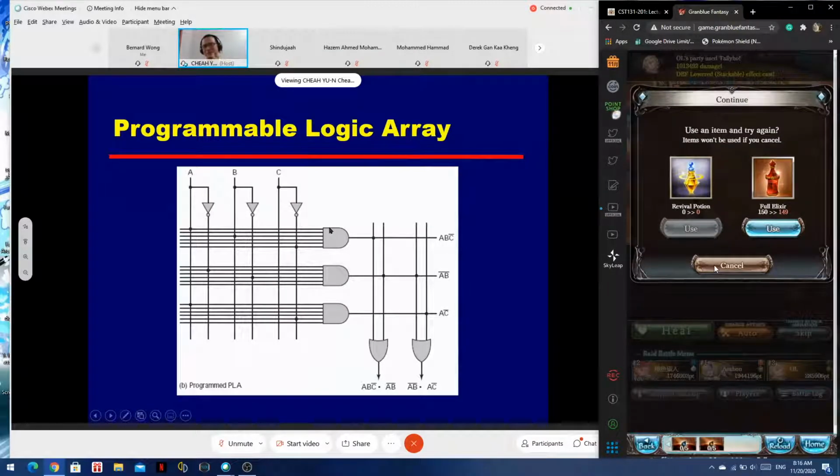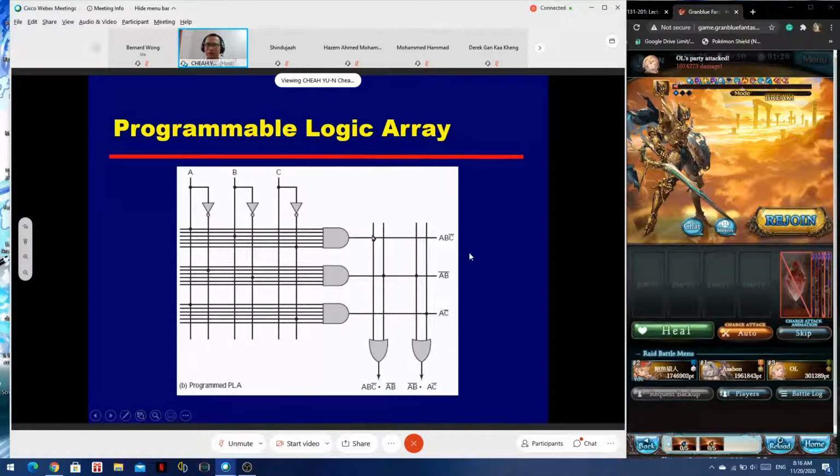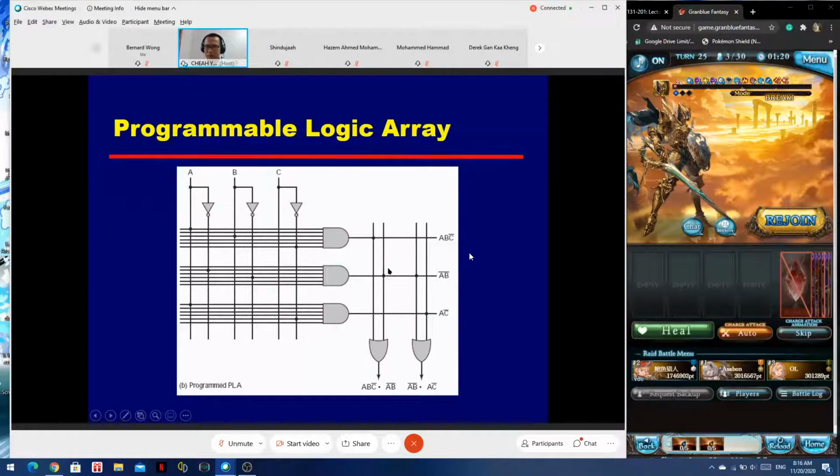A and B and not C. Okay, A and B and not C. And then this one says not A, then this one is not B. So this one is not A and not B. And if you notice, going inside this OR gate, this one has been fused and this one has been fused.